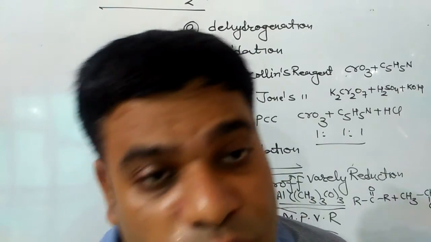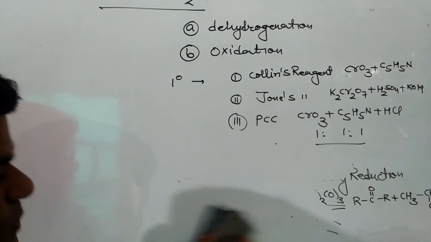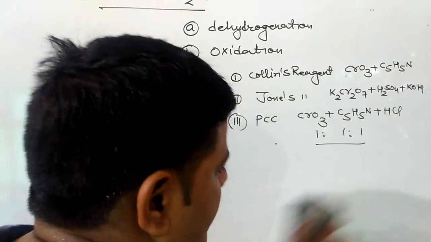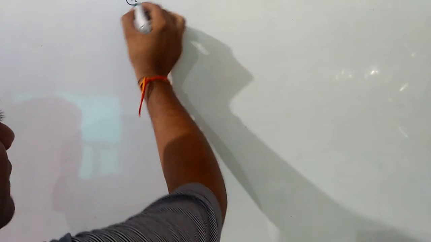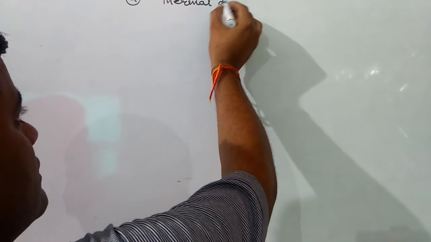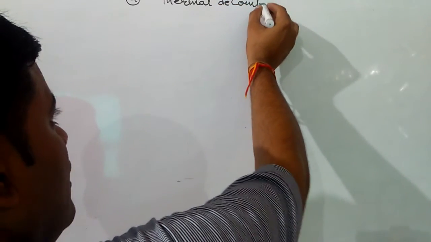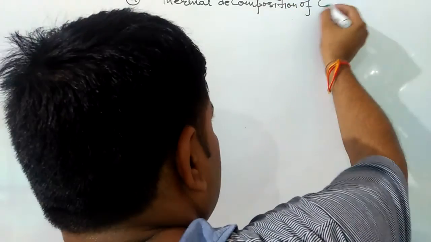After this, we are going to discuss the second method by which we can prepare aldehyde and ketone, and that method is from carboxylic acid. So carboxylic acid can be changed into aldehyde and ketone by two methods. The first method is thermal decomposition of their calcium salt.